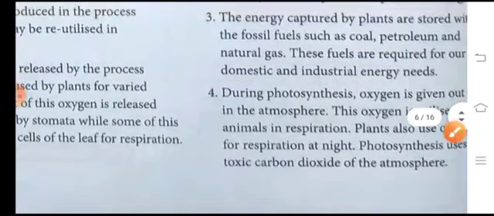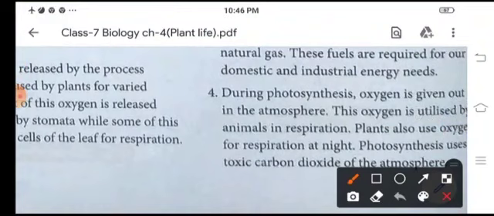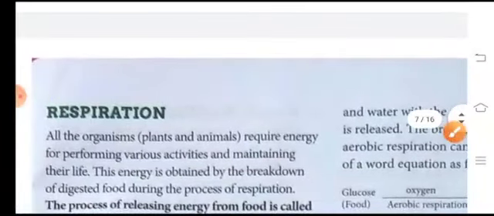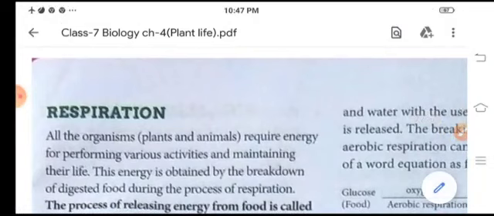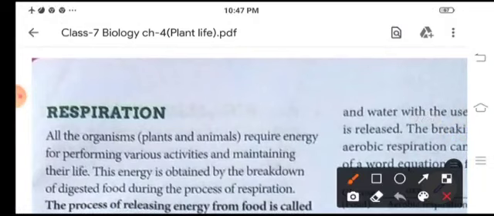During photosynthesis, oxygen is given out into the atmosphere, and this oxygen is a vital gas for all living beings. Plants also use oxygen for respiration at night. So respiration, children, we'll study in our next class.